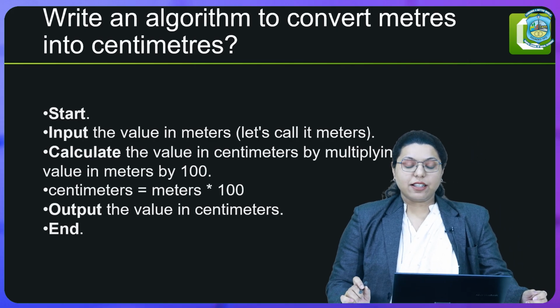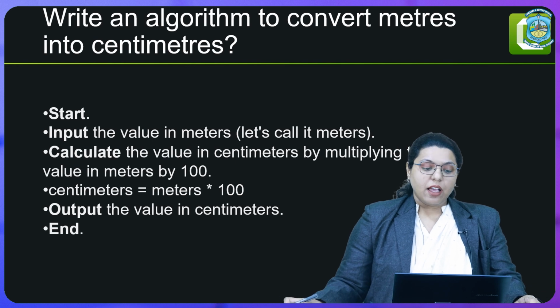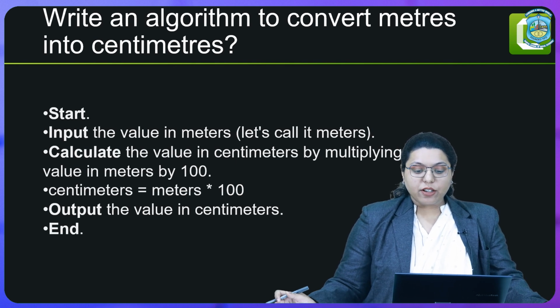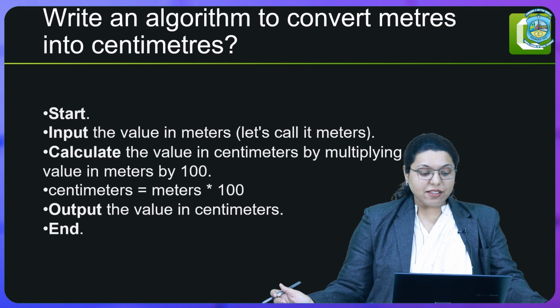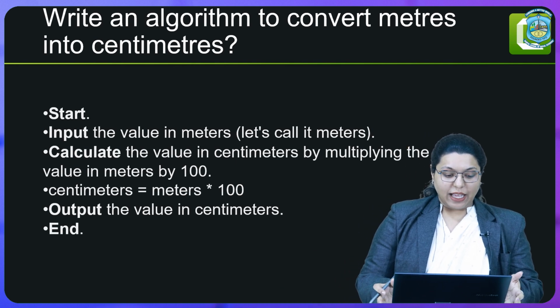Last class we had stopped in algorithms. There was an assignment given: an algorithm to convert meters into centimeters. Here is the solution for that.